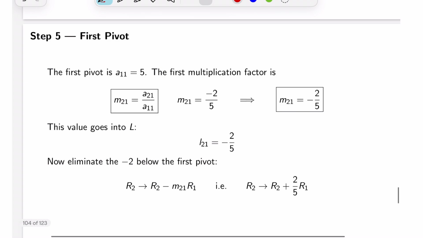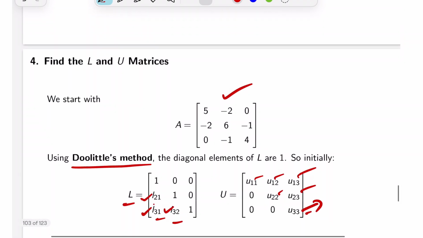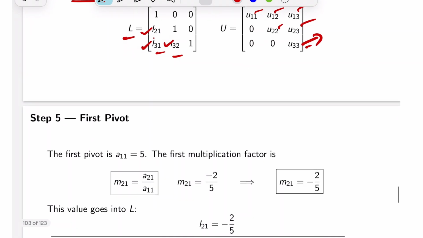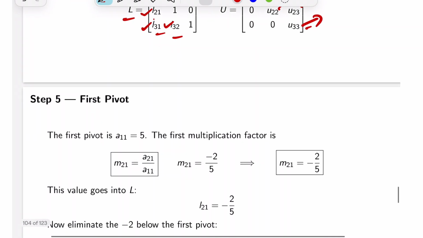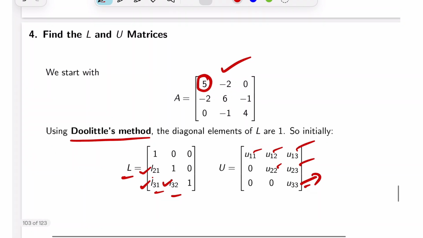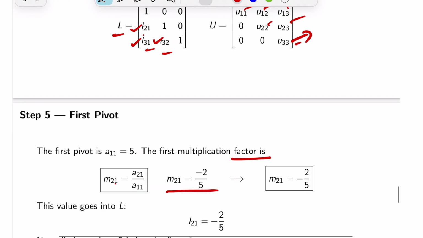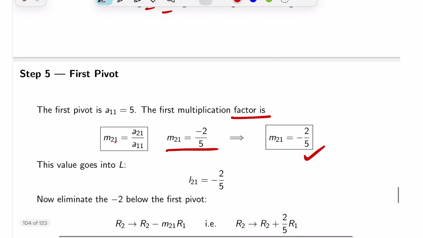Now first, if you see here, this is my first pivot element. Here A11 is 5, and the first multiplication factor is A21 by A11. If you see here, A21 by A11, so minus 2 by 5. This is the multiplication factor. So M21 is nothing but minus 2 by 5. These values actually go into L. So L21 is minus 2 by 5.